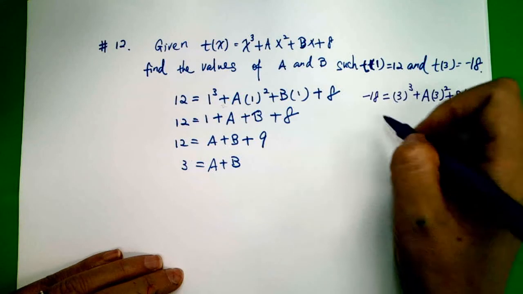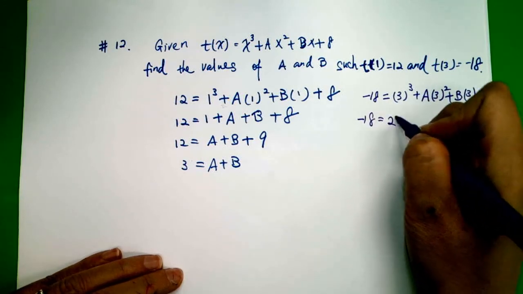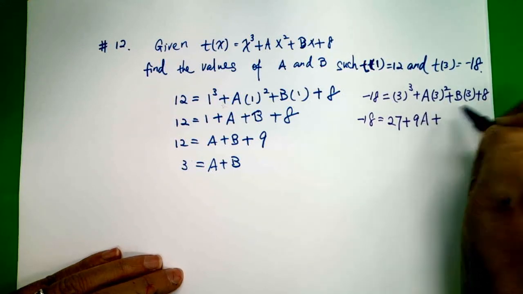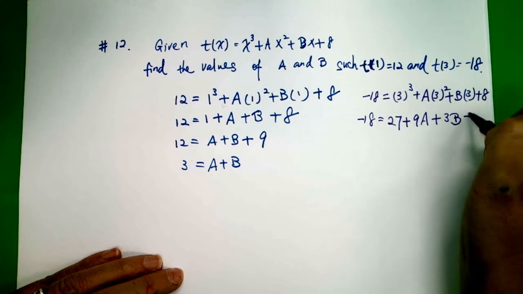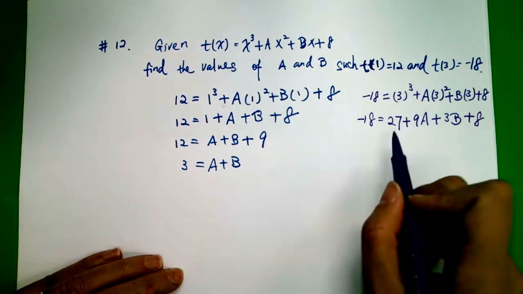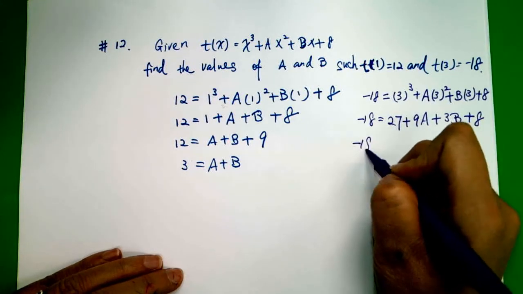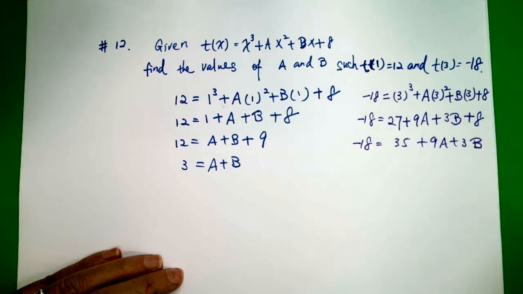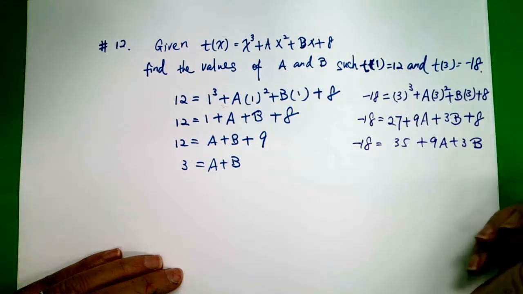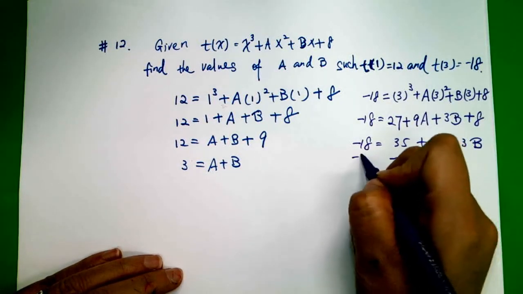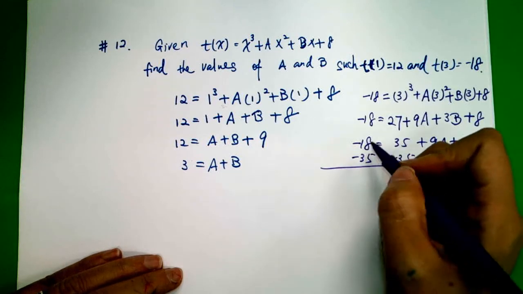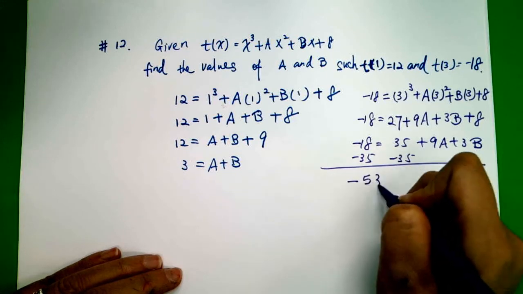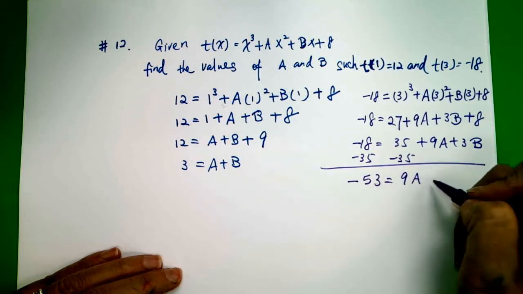So 3 cubed should give you 27. 3 squared gives you 9. 9 times a is 9a. 3 times b is 3b, plus 8. 27 plus 8 is 35. At this time I can subtract the 35 from each side. So my left side will be negative 18 minus 35, which is negative 53. On my right side is 9a plus 3b.